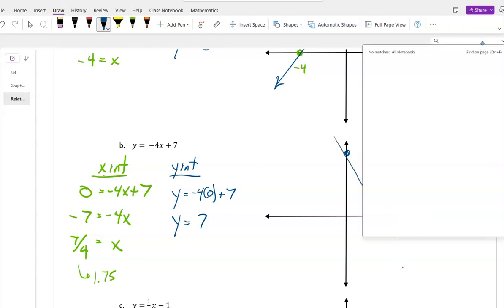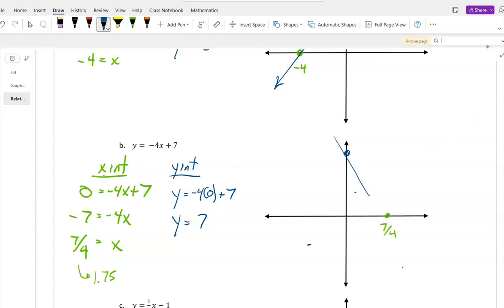So when I get you to do this on the test, make sure that you do a couple of things here. Make sure you're using a ruler to make a nice straight line, but then also make sure you put the arrows to show that this line goes on forever.